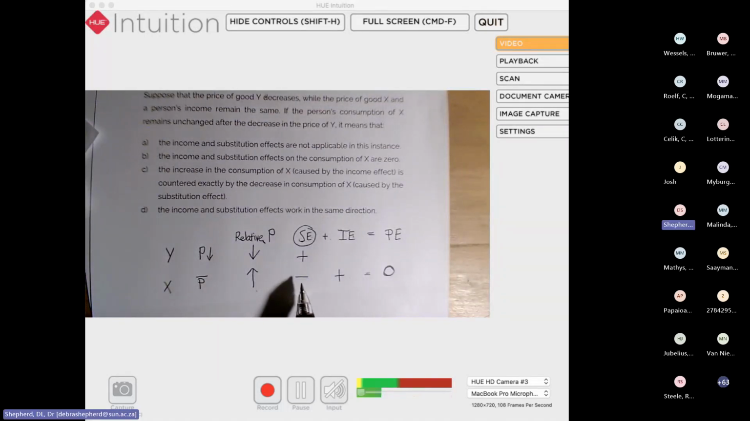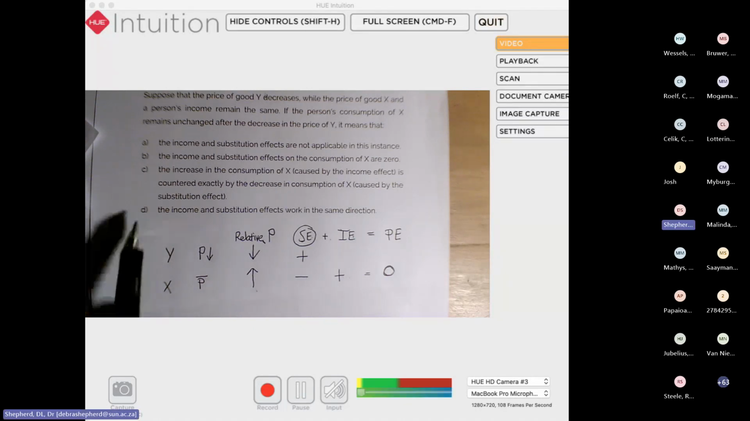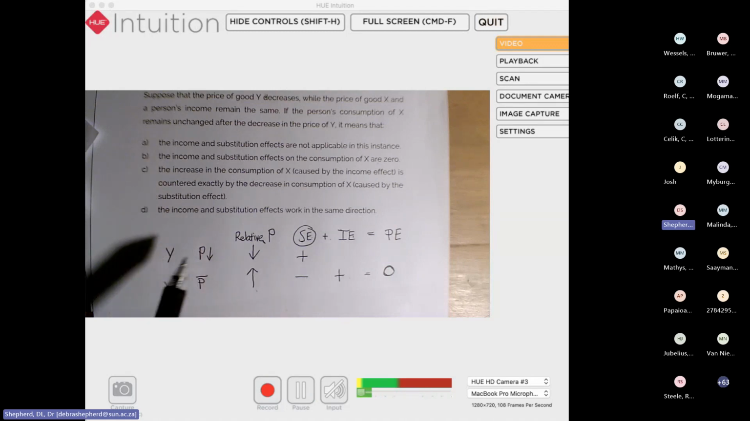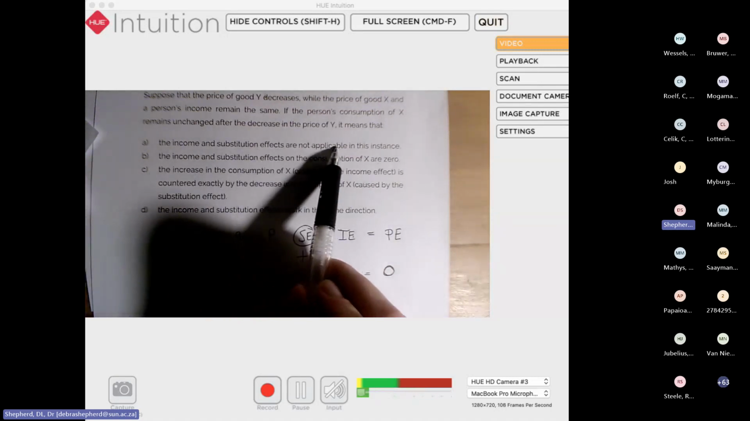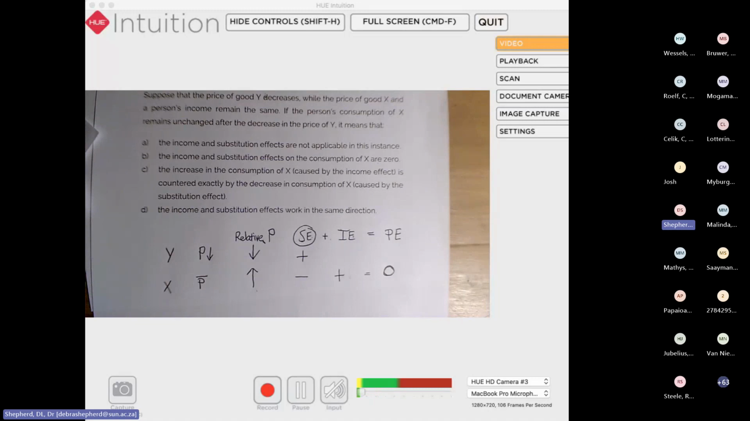If I add a negative to a positive, and that negative and that positive are the same size, I'll get a 0. So I know for sure that the income effect for X is positive. Now we can look at the options A, B, C, and D. A says, this means that the income and substitution effects are not applicable in this instance. That is completely wrong. Whenever a price changes, there will always be an income and substitution effect.